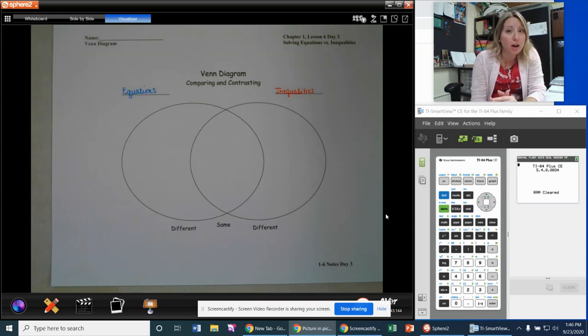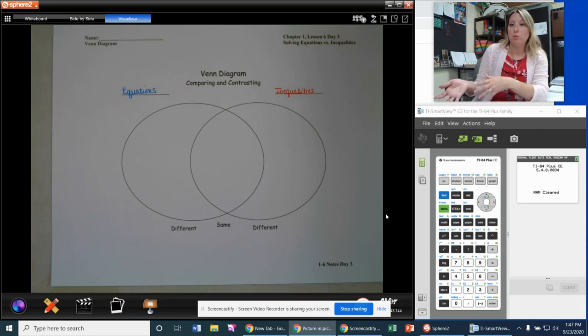Welcome to Chapter 1, Lesson 6, Day 3, which is a little Venn diagram where we are going to compare and contrast solving equations versus solving inequalities. Since we've already looked at both, you probably have some good ideas about what's going to be the same and what's going to be different for each of these two things. I'd like you to think about that before you play the rest of these notes.